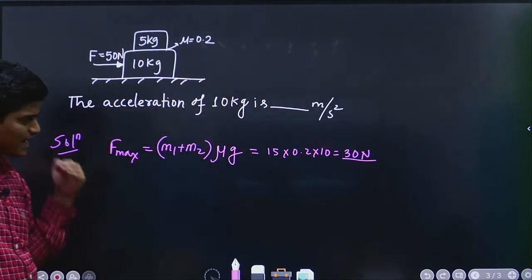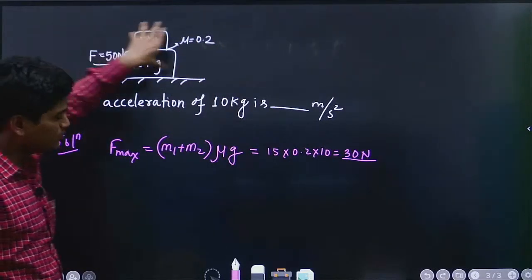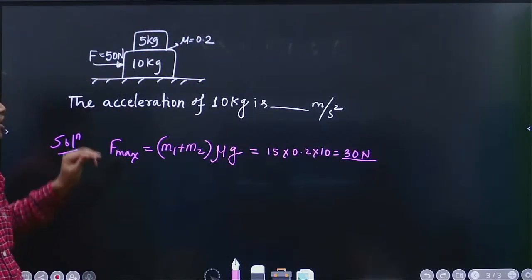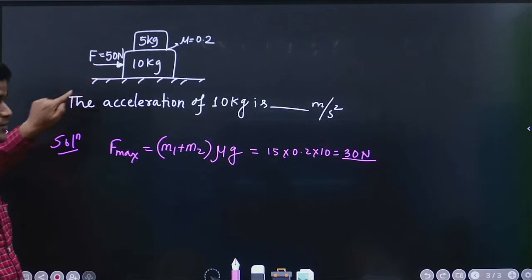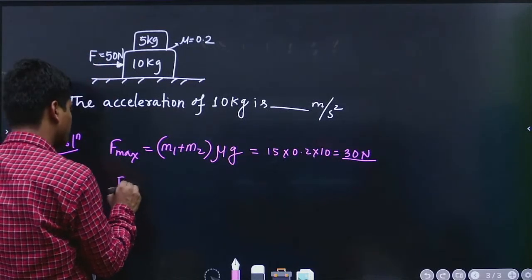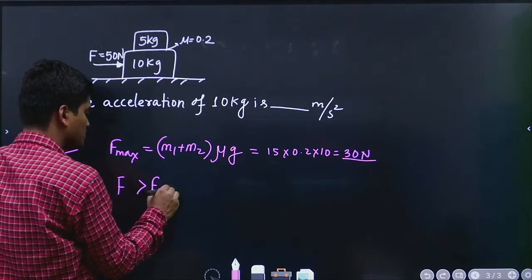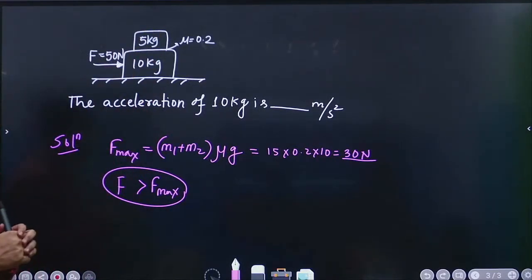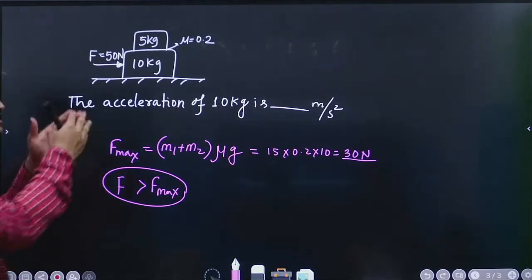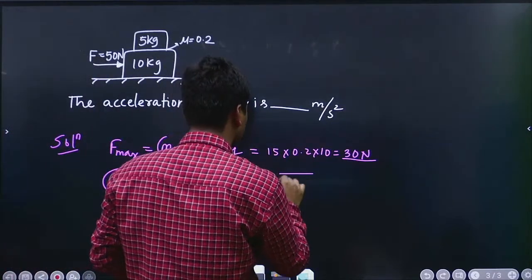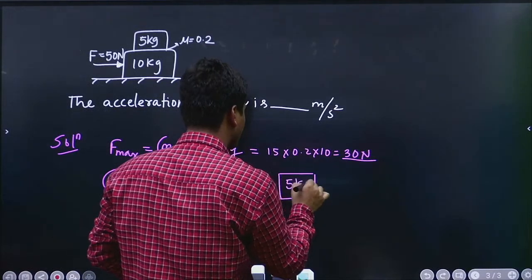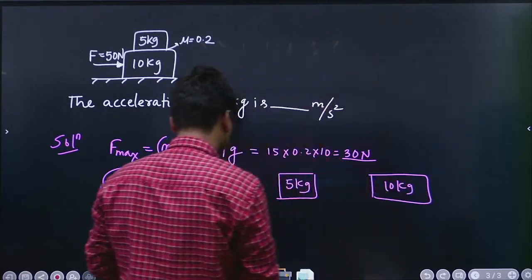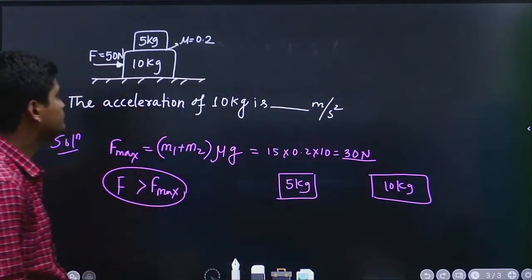If we apply less than 30 Newton also, both blocks will move together, if the friction is able to move these objects. But if the applied force F is greater than F max, then what will happen? Now they will not move together. They will separate. So the 5 kg will separate from the 10 kg, and the 10 kg will move individually. Are you able to understand?